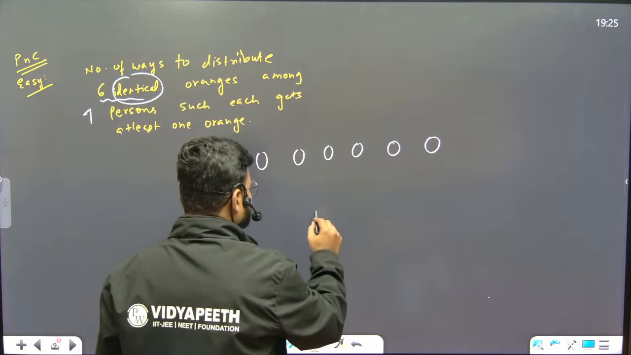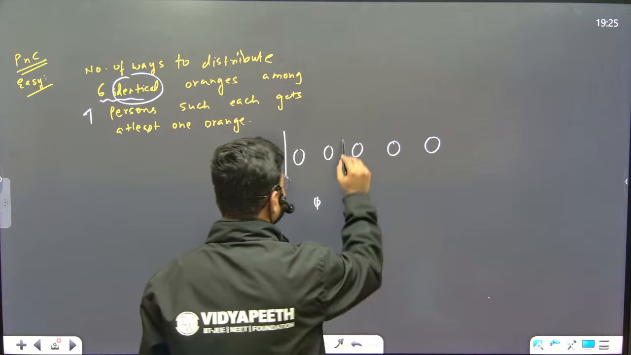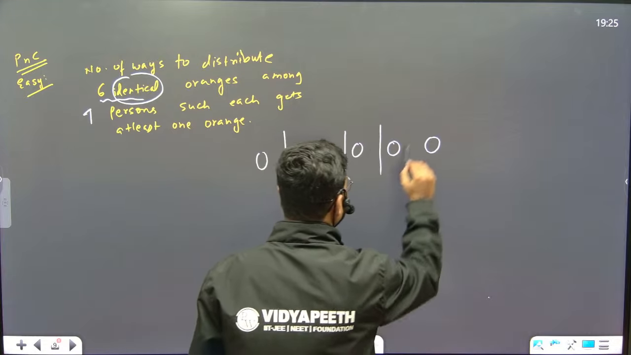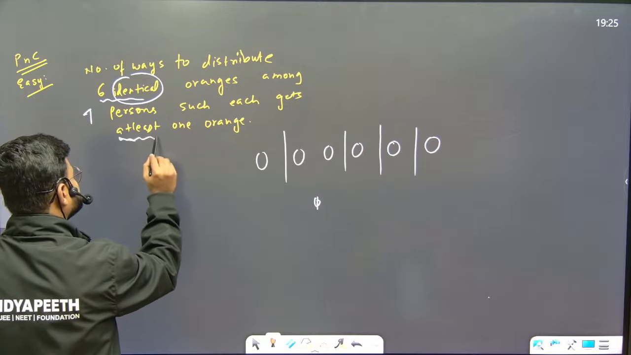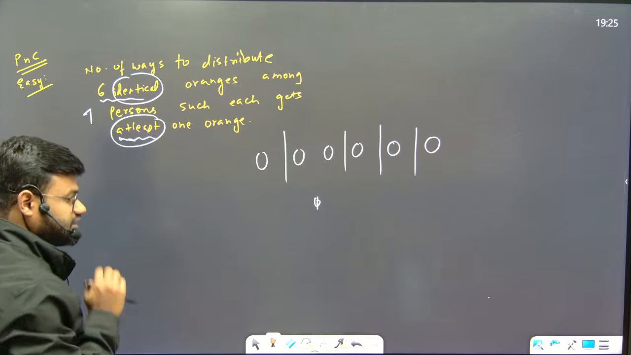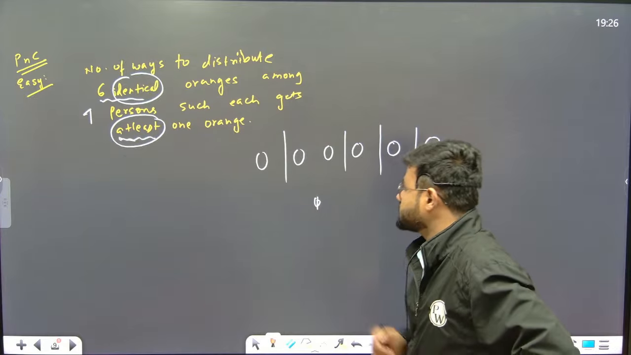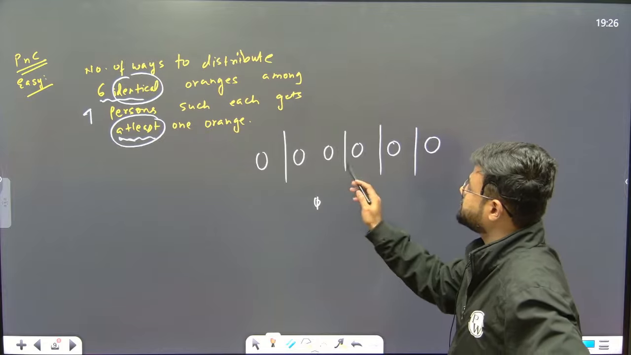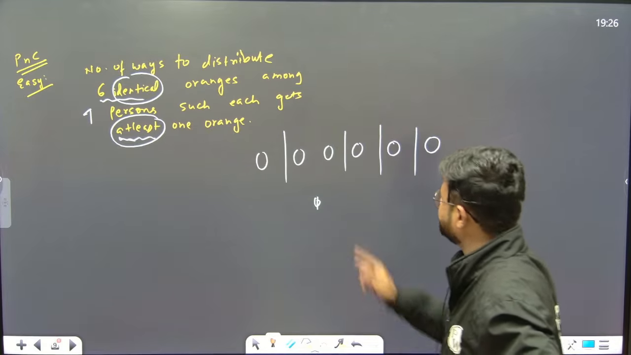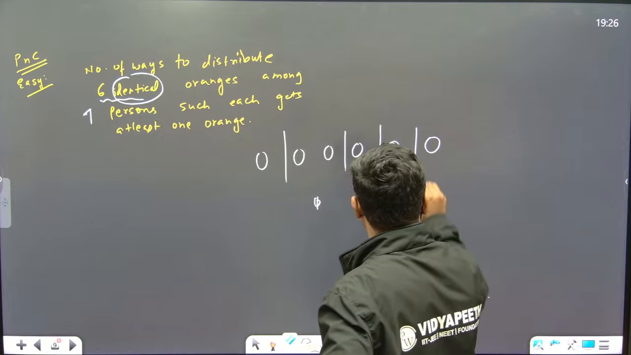So 4 persons means I will create 4 lines. Let's say like this: 1, 2, 3, 4. But here they have given one more twist. It should be at least one orange. Each person should receive at least one orange, minimum one orange. So here, in how many ways can I place these lines? 4 lines means 3 lines we have to use, right? One line I will remove.